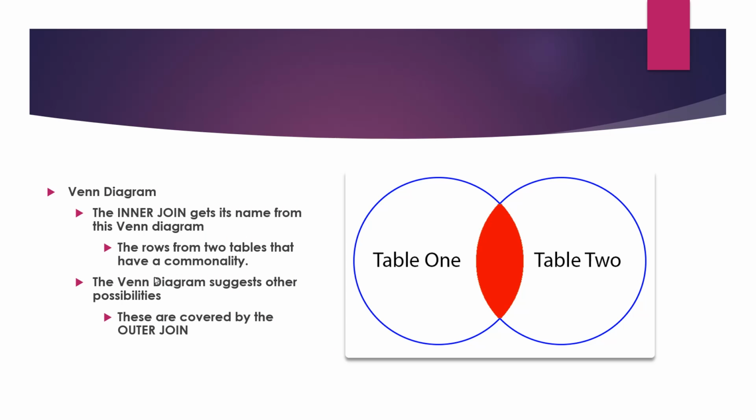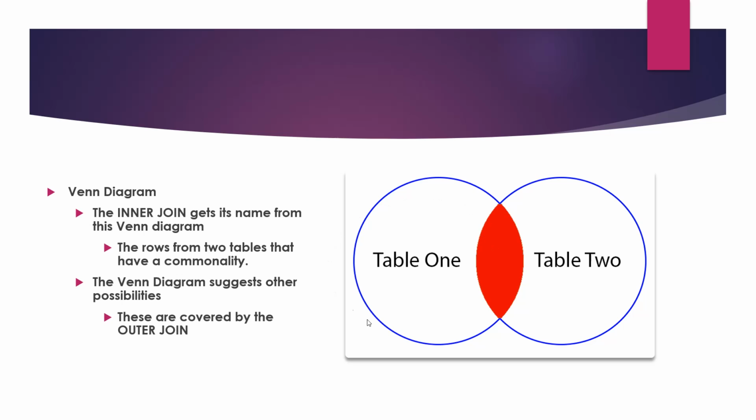So let's take a look at this Venn diagram here. The first type of join that we're going to look at is called the inner join. It gets its name from this Venn diagram. The rows from two tables that have a commonality. So the red area in this Venn diagram is how the rows will be matched up in an inner join. The Venn diagram suggests other possibilities, and we'll look at those. And those are covered by the outer join. So remember, the first join we're going to look at is the inner join, where you have exact matches. Then we'll look at the outer join.